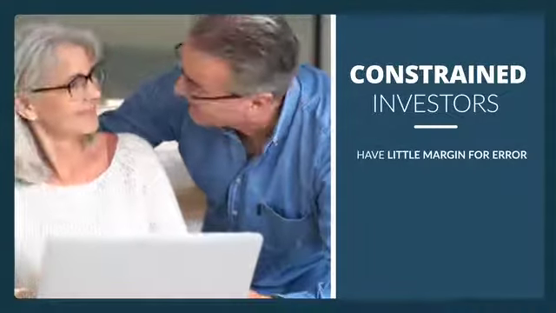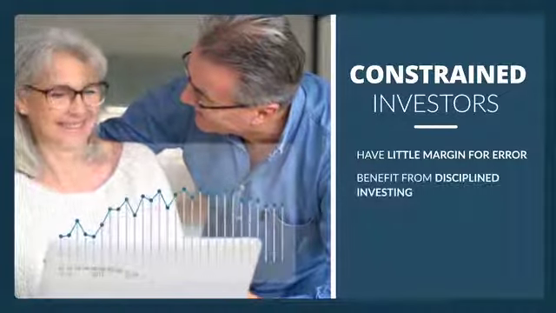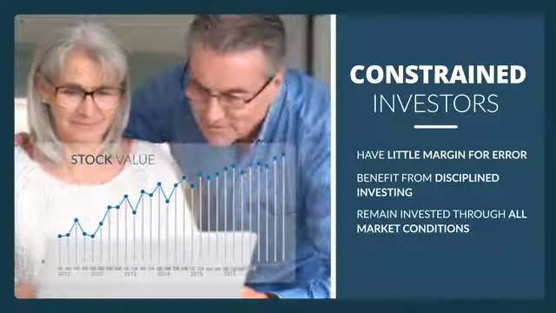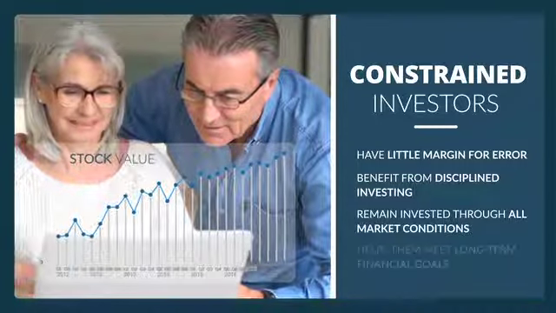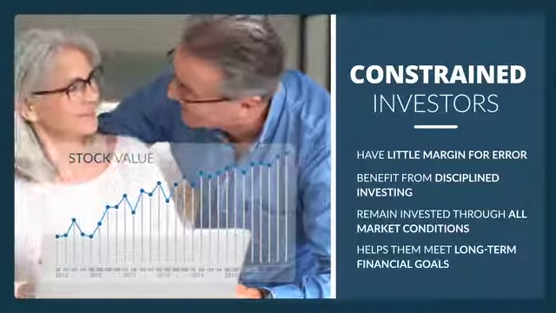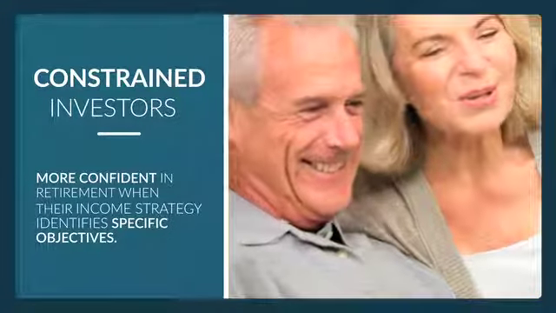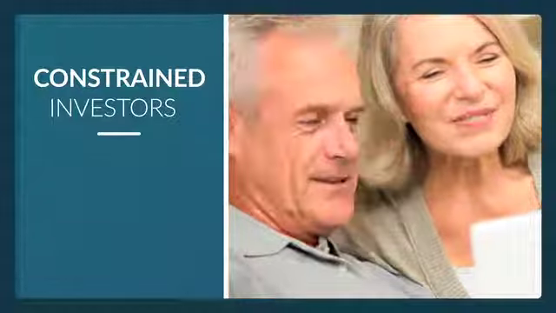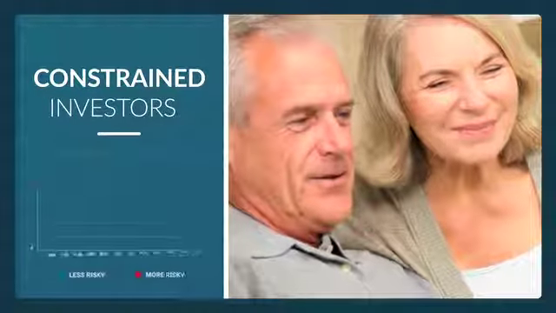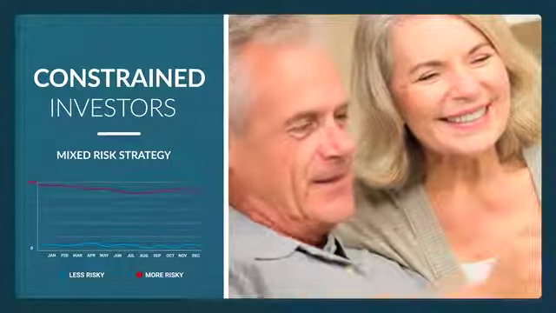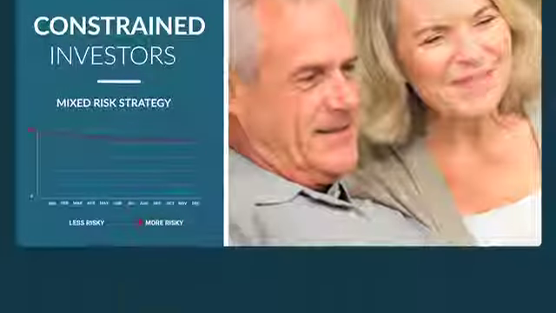In terms of making investing mistakes, constrained investors have little margin for error. They benefit from disciplined investing and remaining invested through all market conditions. This is important because it tends to help in meeting long-term financial goals. Constrained investors may feel more confident in retirement when their income strategy identifies specific objectives. Constrained investors tend to benefit from an investment strategy that blends both less risky and more risky investment choices.